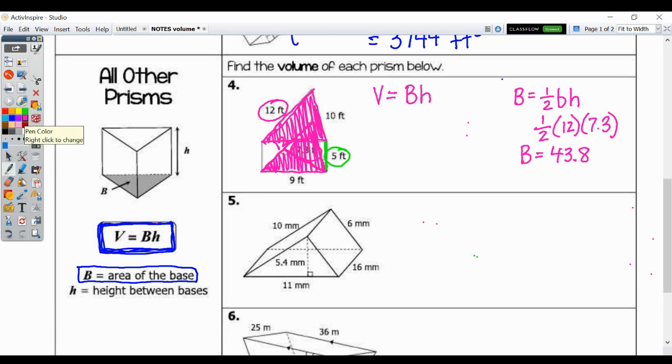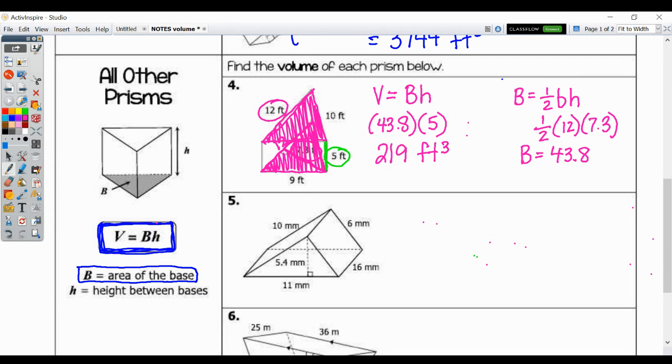Okay, so let's plug in our numbers. So for capital B, it's 43.8. And my height is going to be this 5. So then if I multiply 43.8 times 5, I get 219 feet cubed because we're talking about volume.